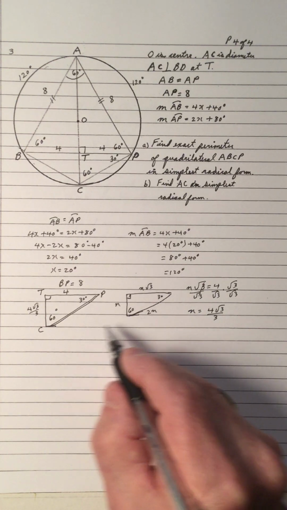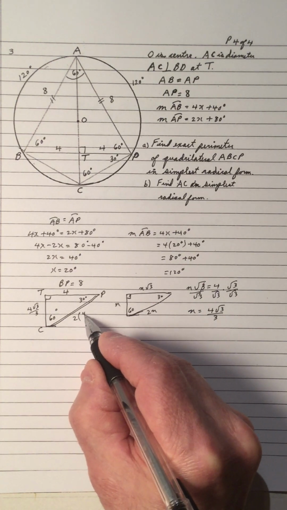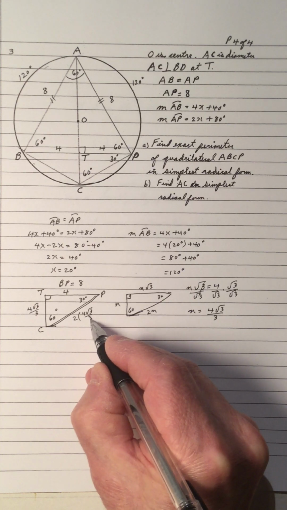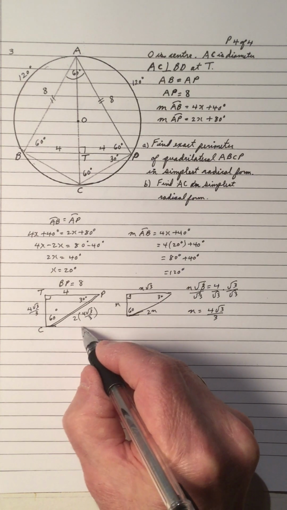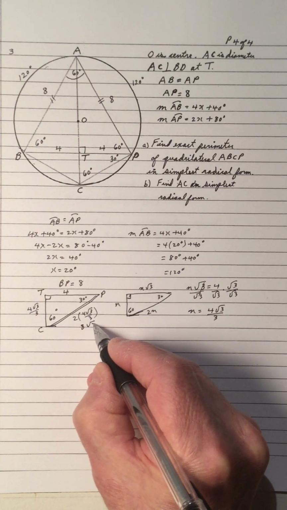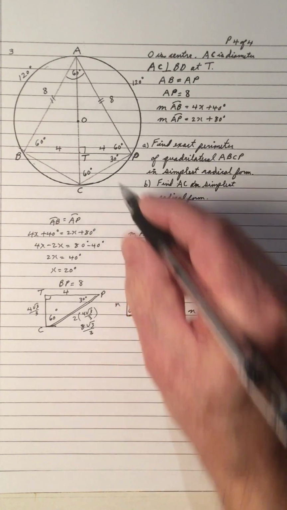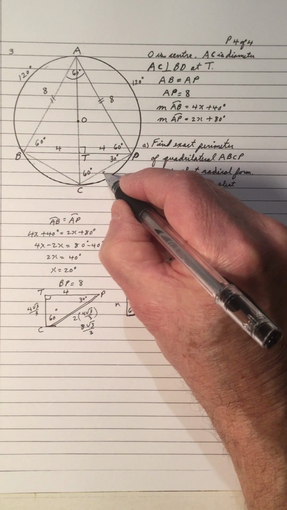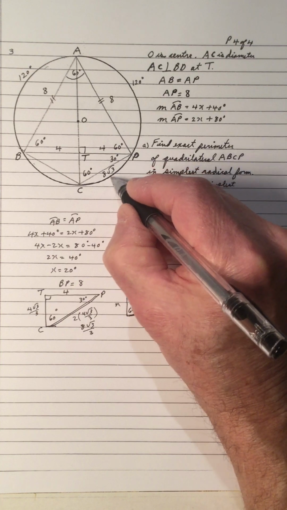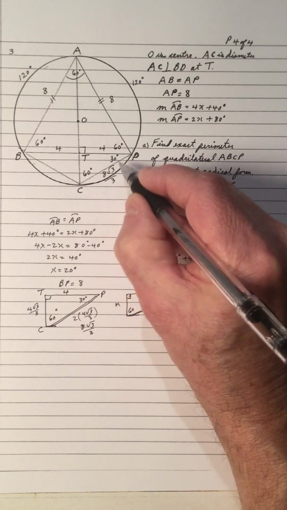So this side is 4 root 3 over 3. And this side is 2 times that. So there's 2 times 4 root 3 over 3. And that makes it 8 root 3 over 3. So this side right here is 8 root 3 over 3.